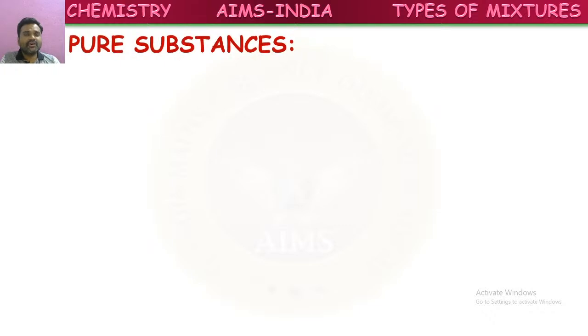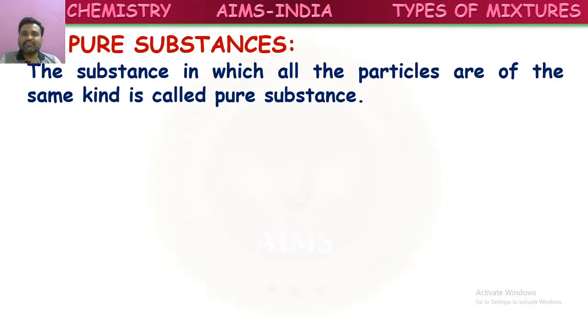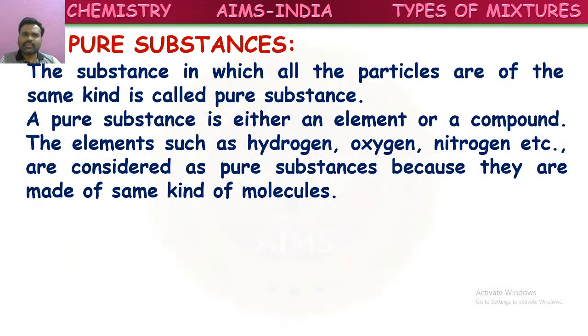Let us see first about pure substances. The substance in which all the particles are of the same kind is called a pure substance. That substance may contain either elements or compounds. If it has only one kind of atoms or molecules, then it is said to be a pure substance. A pure substance is either an element or a compound.